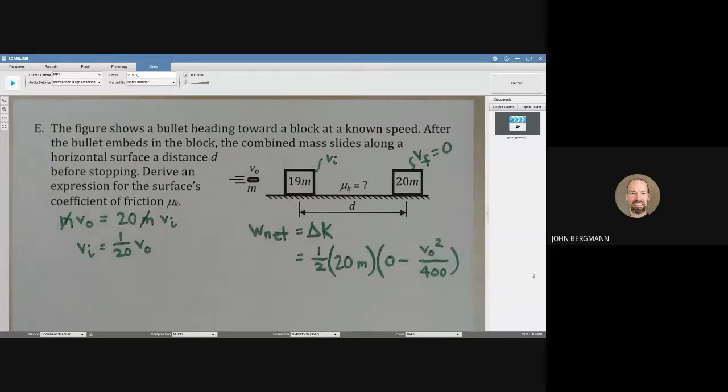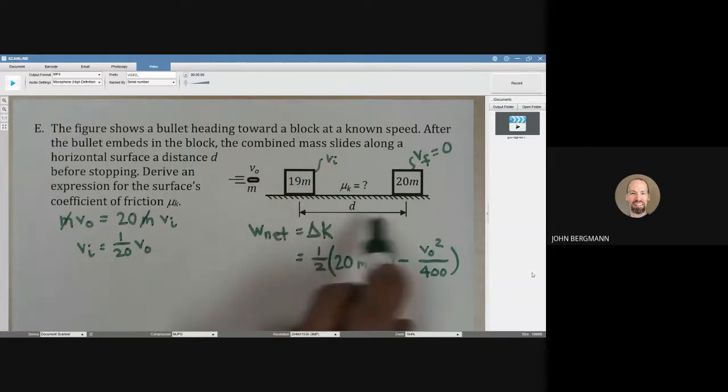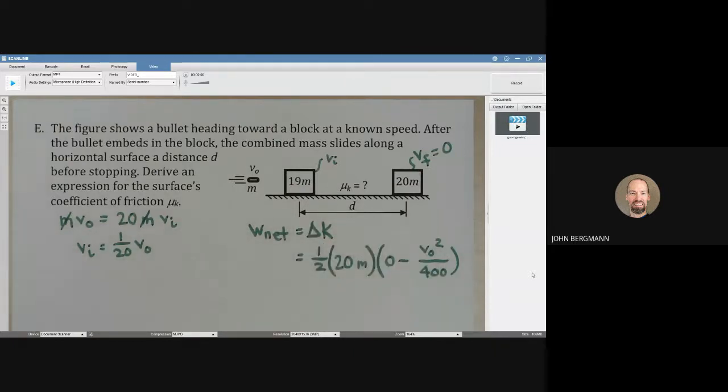The net work. Who does work on this sliding mass? Well, it's not gravity, because that's perpendicular to the displacement. It's not the normal force, because that's perpendicular to the displacement. It's friction, kinetic friction. And so the net work done is going to be equal to the kinetic friction force multiplied by the distance through which it acts. And we know that friction always does negative work. So I'm going to put a negative sign in front of that, because friction always does negative work.